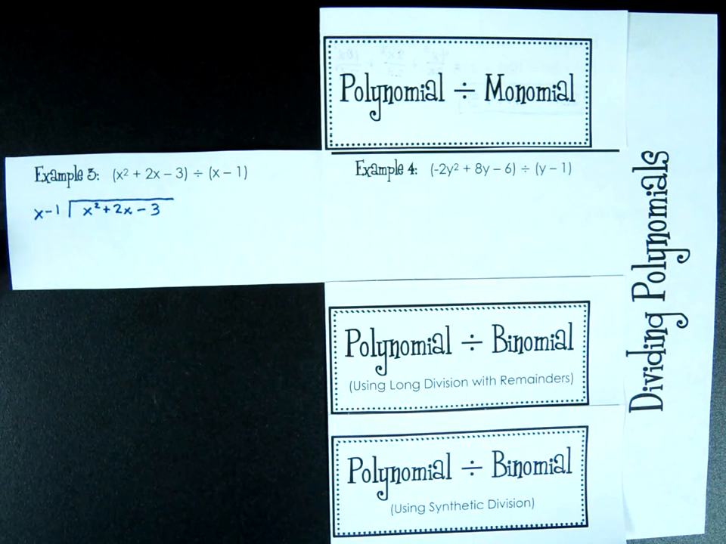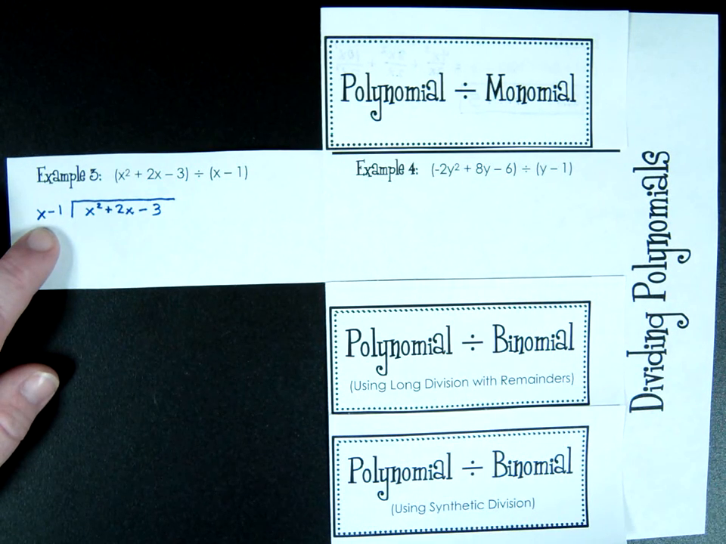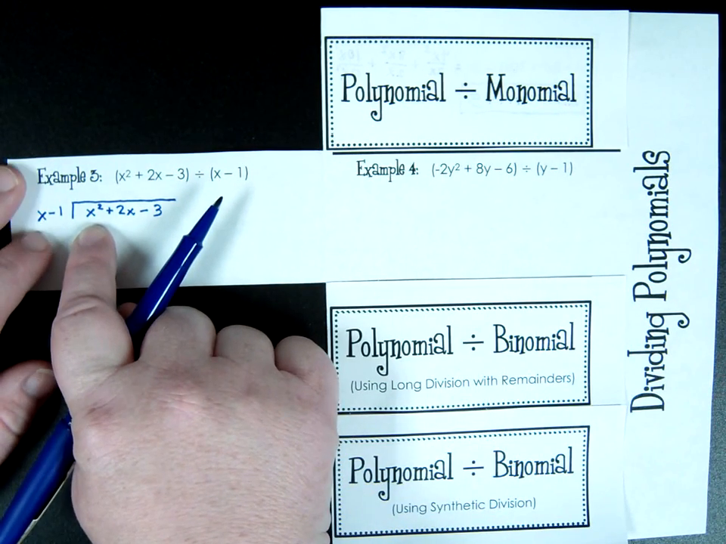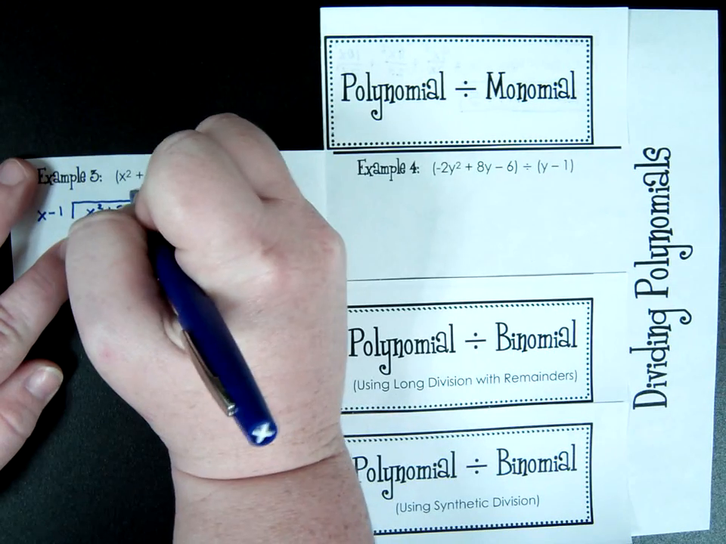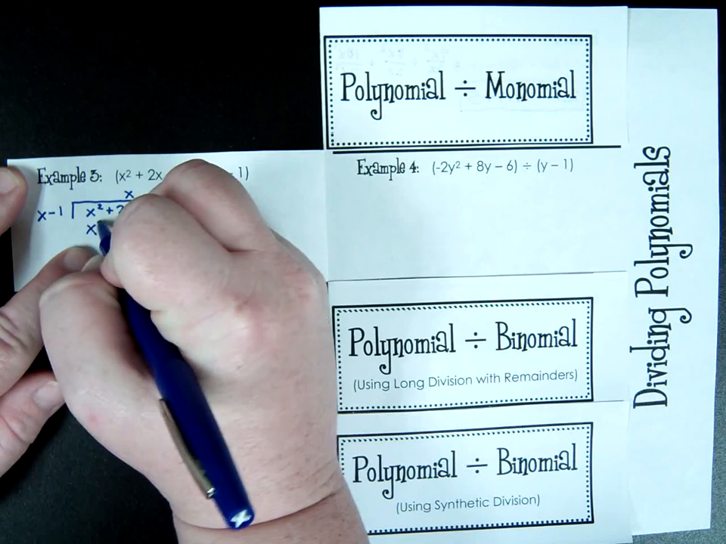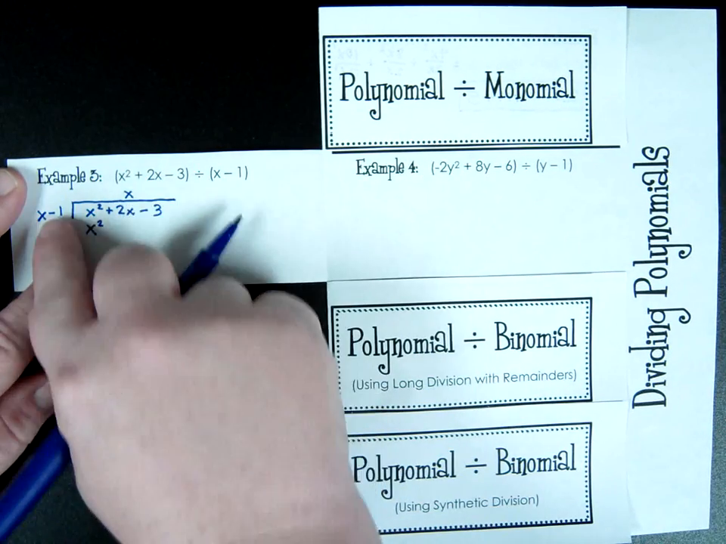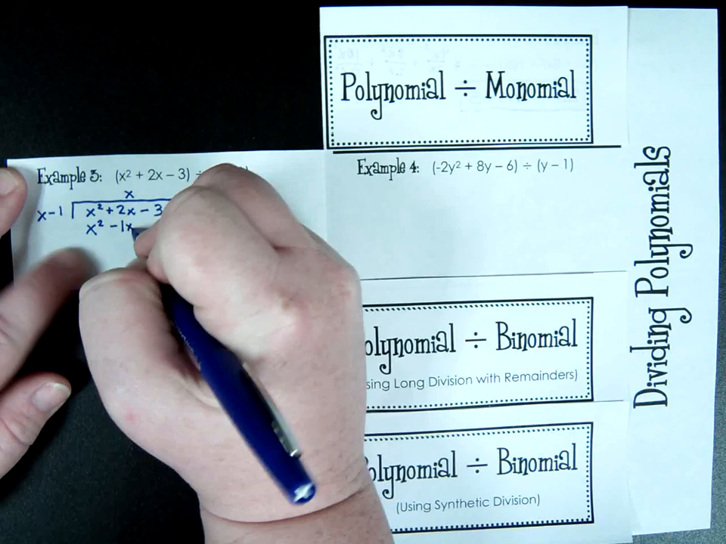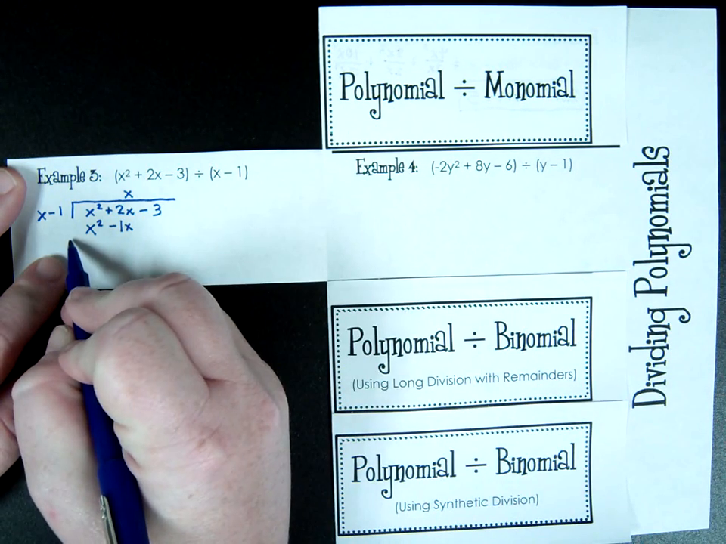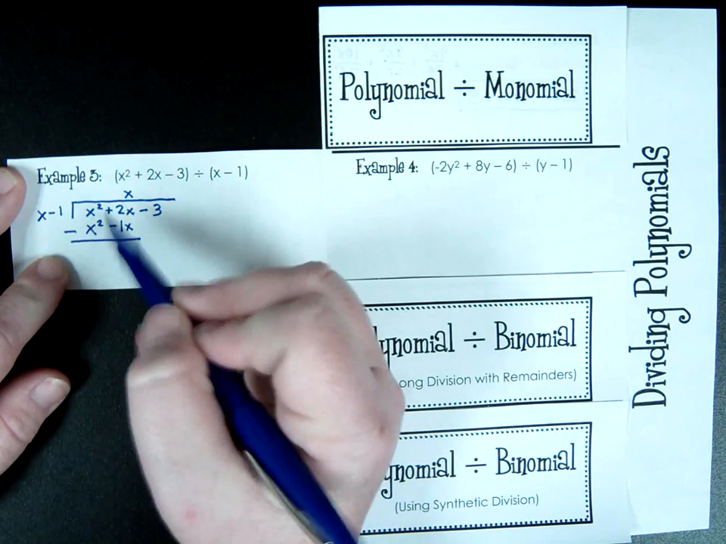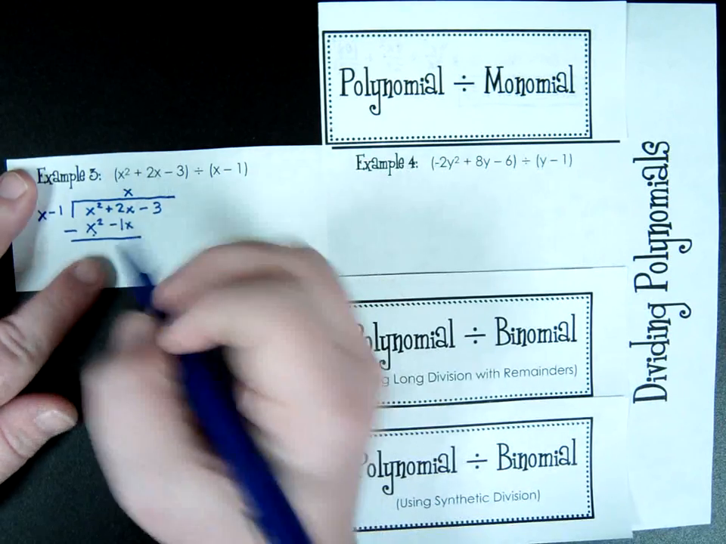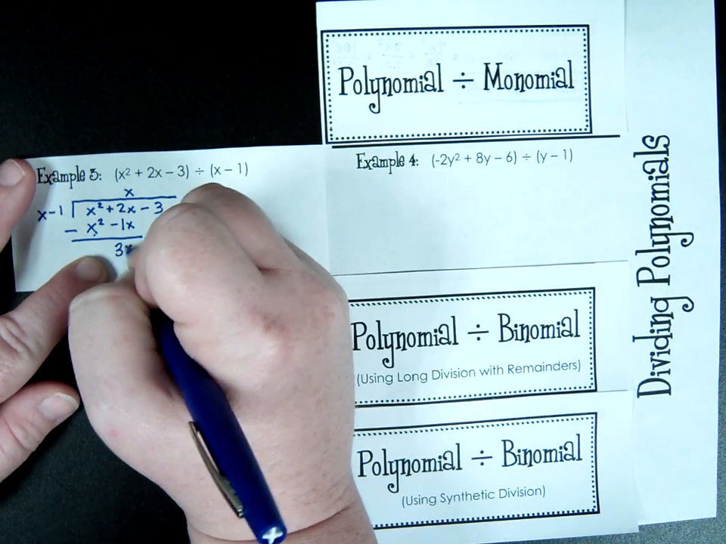So I look at the x minus 1. What would I have to multiply the x by to get it to be an x squared? Well, it would just have to be an x. So I'm going to put an x over the 2x. And x times x would give me x squared, and x times negative 1 would give me negative 1x. So then I subtract, and I know that x squared minus x squared is nothing, and 2x minus negative 1x would give me 3x.